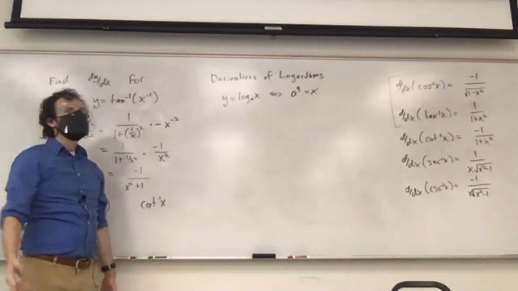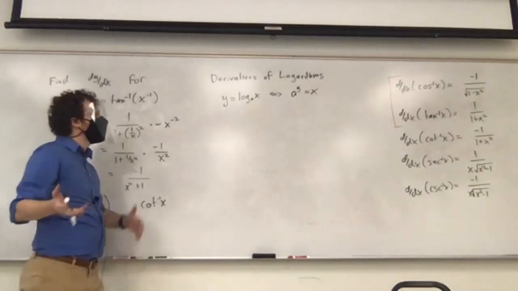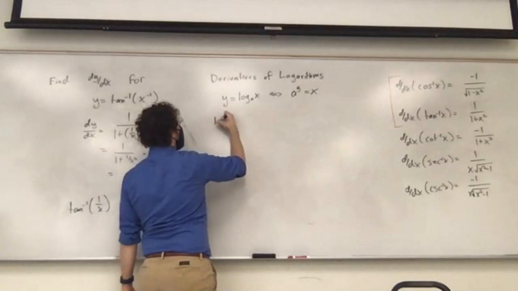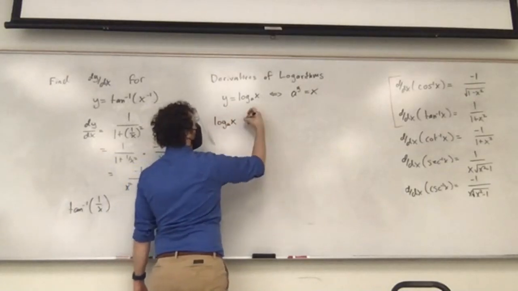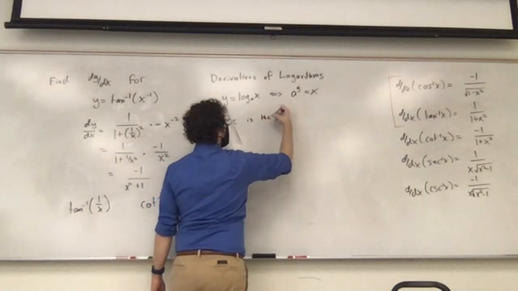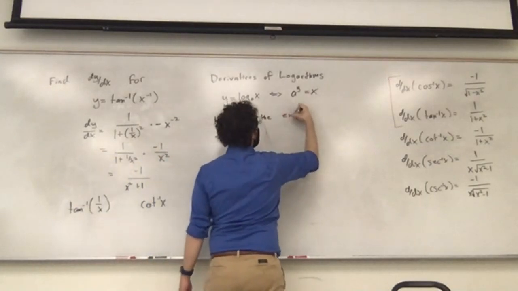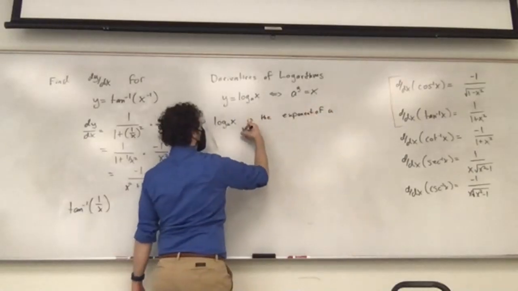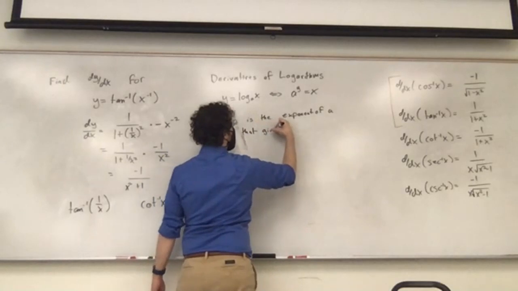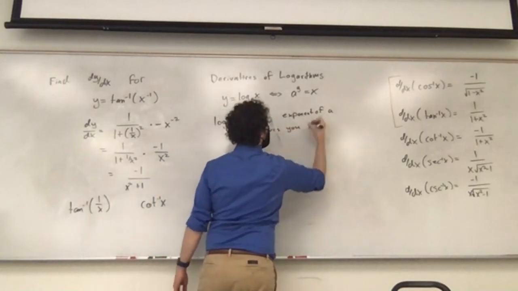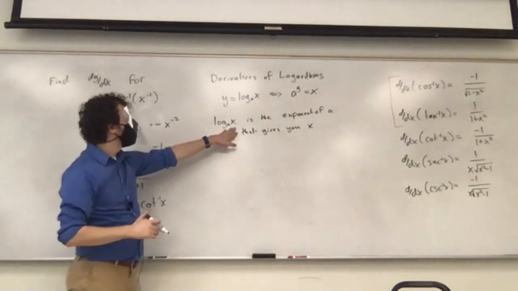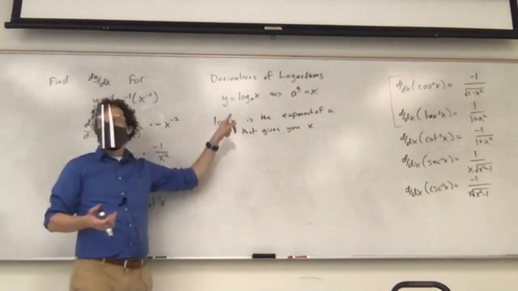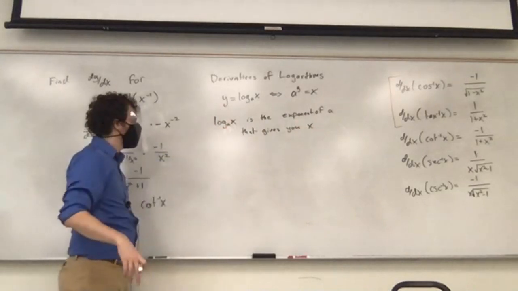So the way that I need to think about logarithms, because they're not an especially natural function to understand, is that log base a of x is the exponent of a that gives you x. So when you write this down, the number that it's equal to is what power of a gives you the number x for different choices of x.